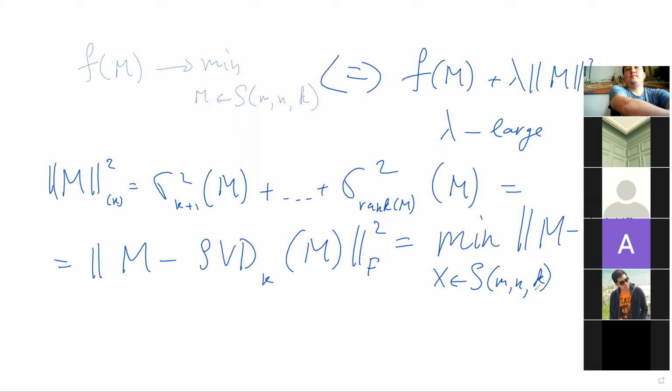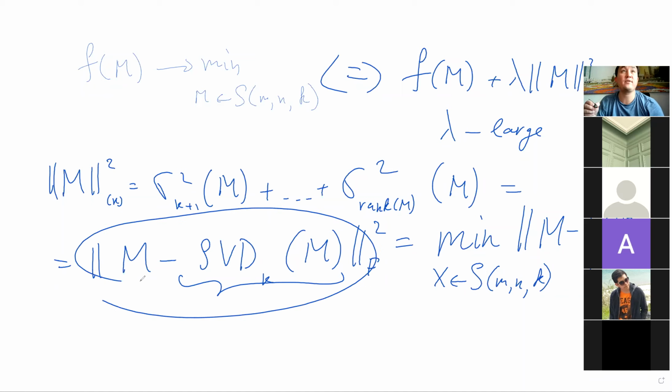This fact we know from the Eckart-Young-Mirsky theorem: the minimization of the Frobenius norm squared of M minus X over X with rank not greater than k is attained exactly on the SVD. So here X is the same thing as the SVD of M truncated at k terms, right? And it's easy to see that this difference will have Frobenius norm exactly equal to this expression.